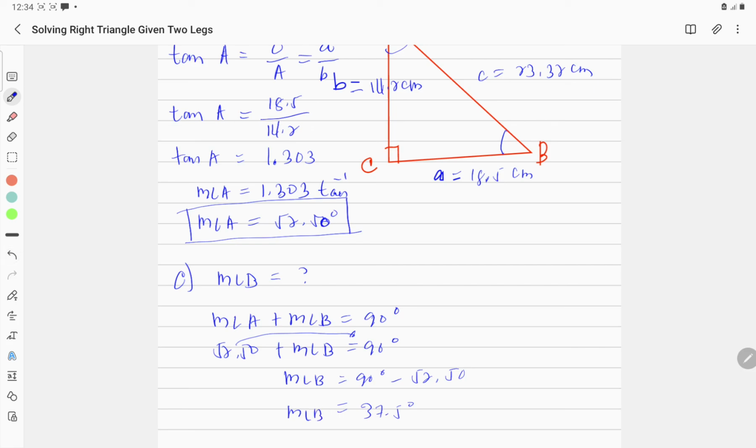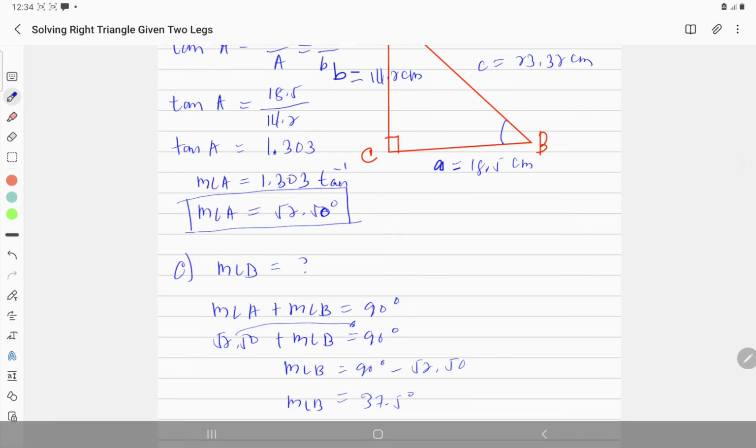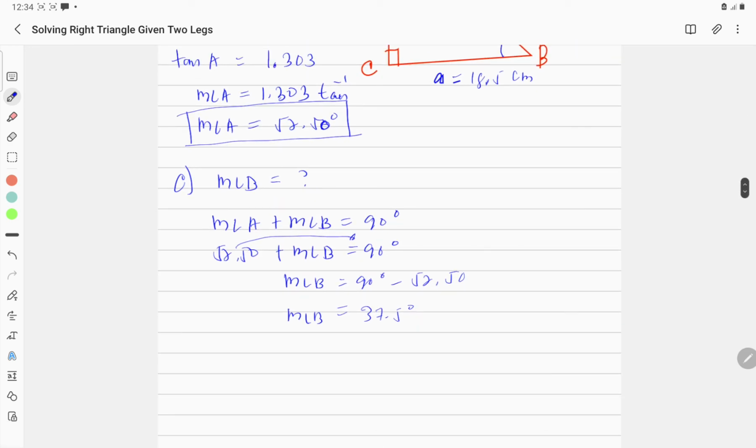So that is the measure of our angle B. This time I think we have solved the problem given to us when the two legs are given. So the measure of angle B is 37.50.